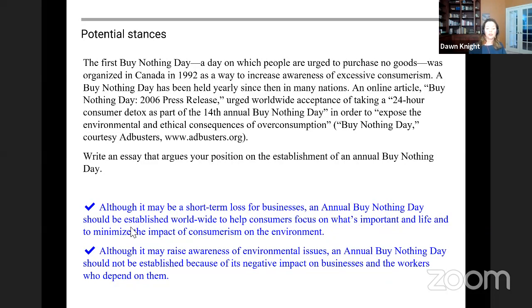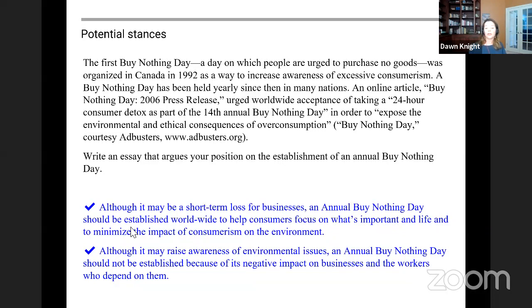So although it may be a short-term loss for businesses, an annual Buy Nothing Day should be established worldwide to help consumers focus on what's important in life, and to minimize the impact of consumerism on the environment. Or although it may raise awareness of environmental issues, an annual Buy Nothing Day should not be established because of its negative impact on businesses and the workers who depend on them.